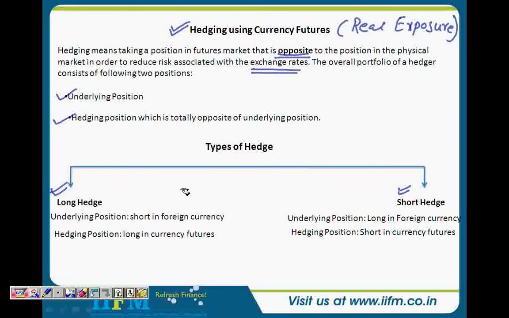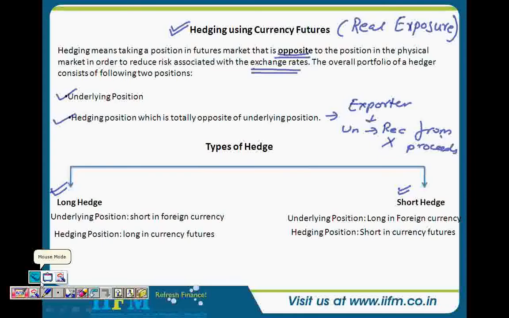We can better understand from the perspective of an exporter. Right. So for him, an underlying position would be the receivables which he is getting from export proceeds. So if, for example, he is exporting something to the US, the dollars which he is expecting are his underlying position. Yes. And if he wants to take a hedging position, he'll take a position in the currency futures market, which would be totally opposite to the underlying position. So let's now look at this example in detail.